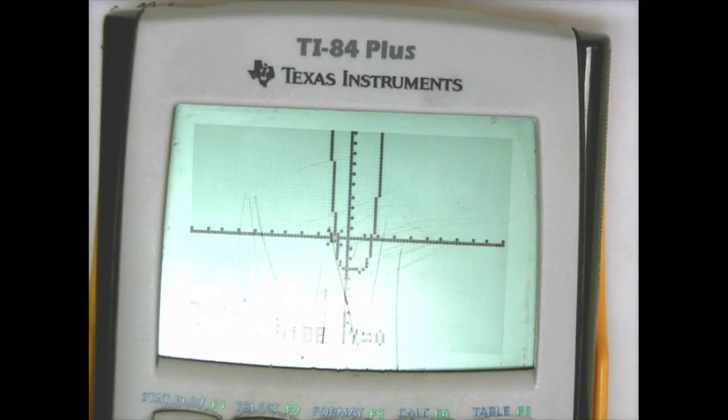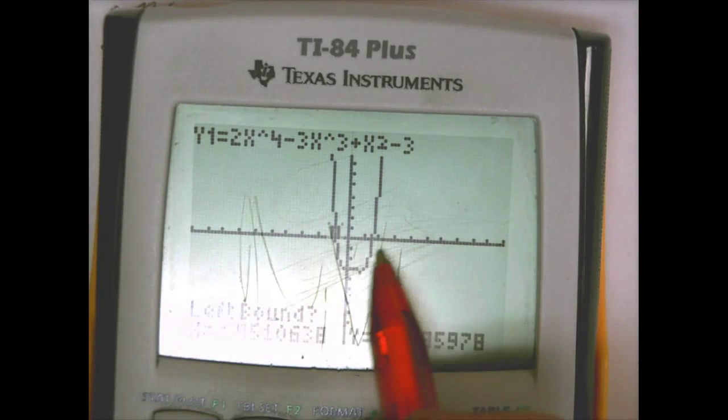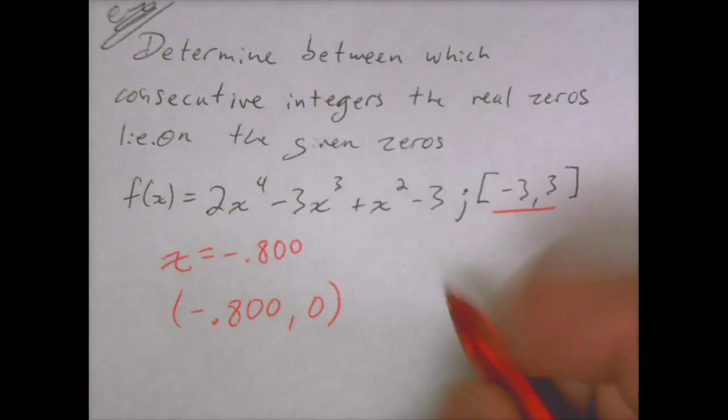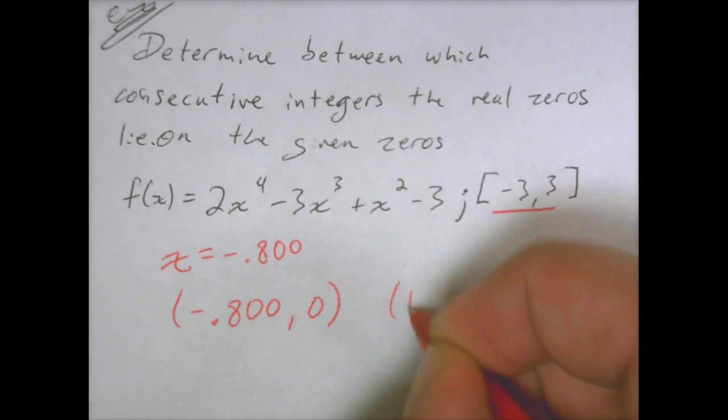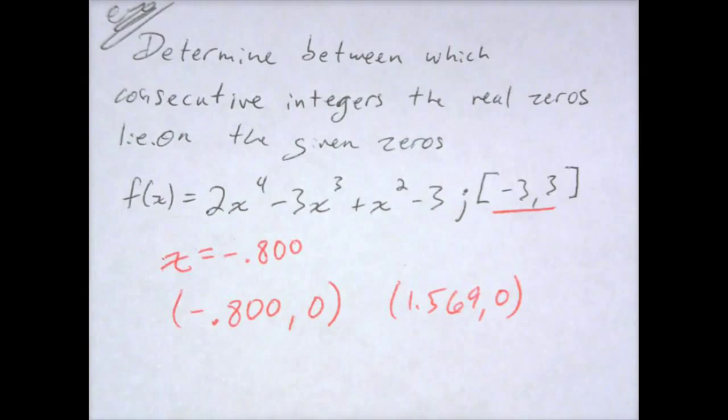And I can do the same thing to find the other one. So again, second calc, zero. And I'm going to do left bound on this one. Looks like it's about 1. Right bound would be 2. And between that would be 1.569. So we'd have 1.569, comma 0. Those would be your two zeros.